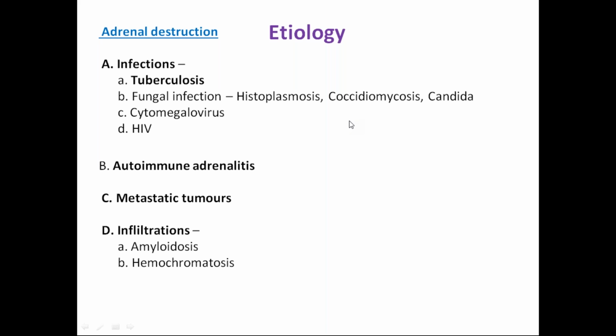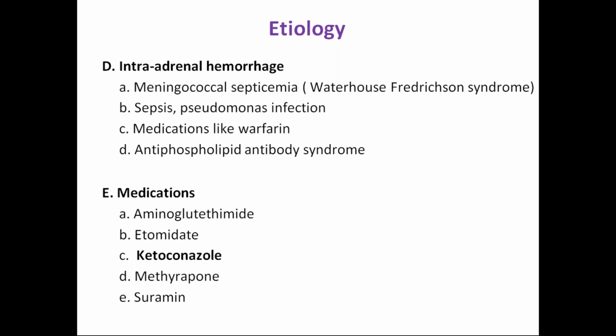Another cause is intra-adrenal hemorrhage, which is seen in a patient with atrial fibrillation on anticoagulation like warfarin. If there is an excess dose of warfarin, it may lead to bleeding all over the body. If the bleeding is in the adrenal gland, it may lead to intra-adrenal hemorrhage and present as hypoadrenalism, or sepsis, pseudomonas infection. Meningococcal septicemia can lead to adrenal gland destruction, which is known as Waterhouse-Friderichsen syndrome.